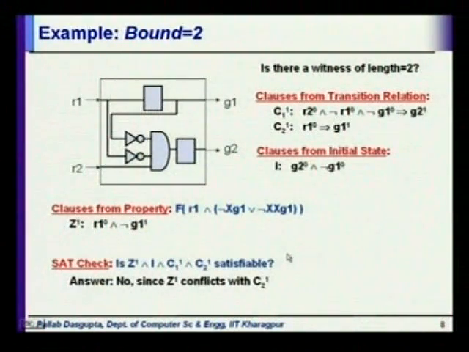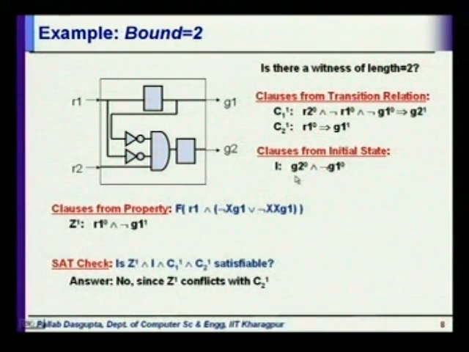Now, we start with a bound of length 2. So, let us say that our depth bound is 2. So, the question that we are essentially asking is, is there a witness of length equal to 2? So, we are going to create clauses from the transition relation, clauses from the initial state and clauses from the property. Clauses from the initial state is simple.